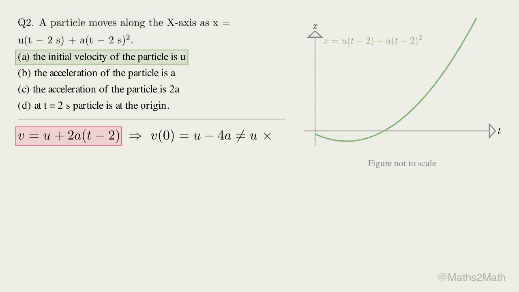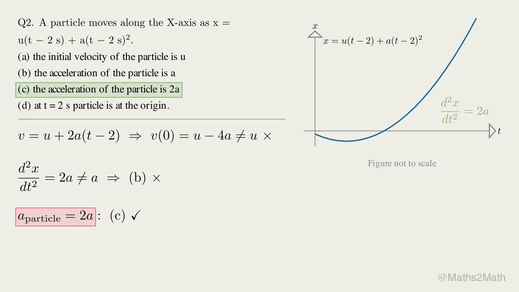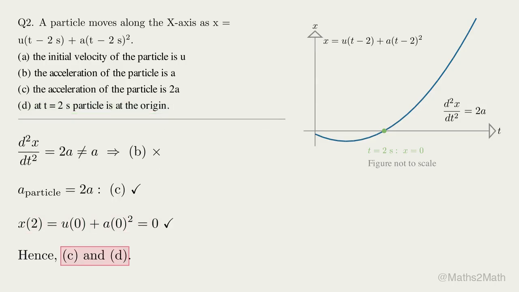Differentiating once, v = u + 2a(t - 2). At t = 0, v is u - 4a, not u. Option A is wrong. Differentiating again, the acceleration is 2a, a constant, not a. Option B is wrong. So the acceleration of the particle is 2a. Option C is correct. And substituting t = 2 seconds, both terms vanish, x = 0. The particle is at the origin. Option D is correct. Hence, options C and D are correct.